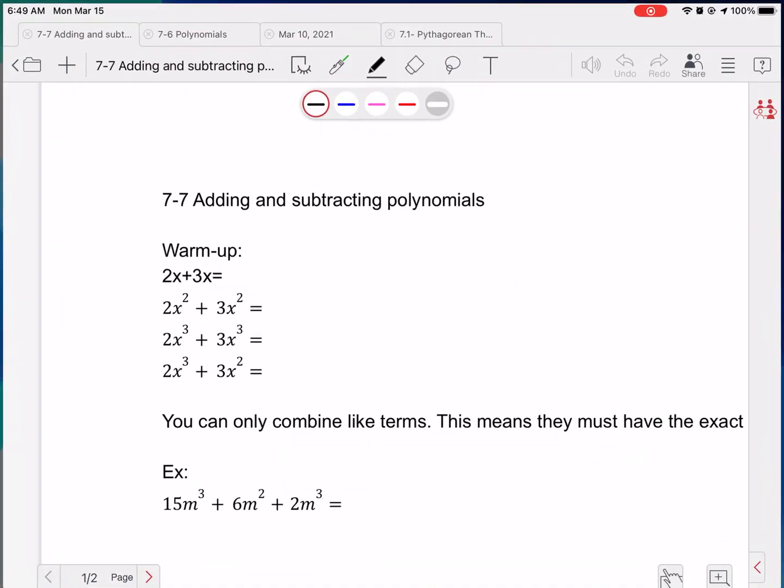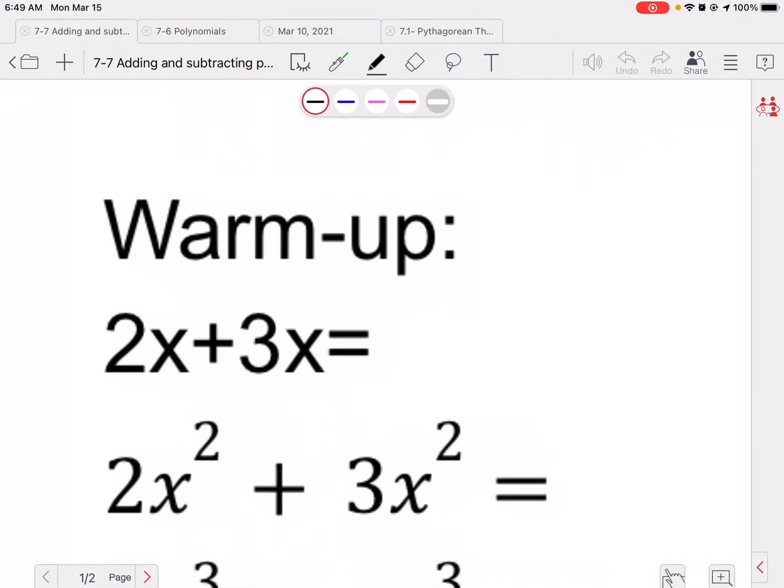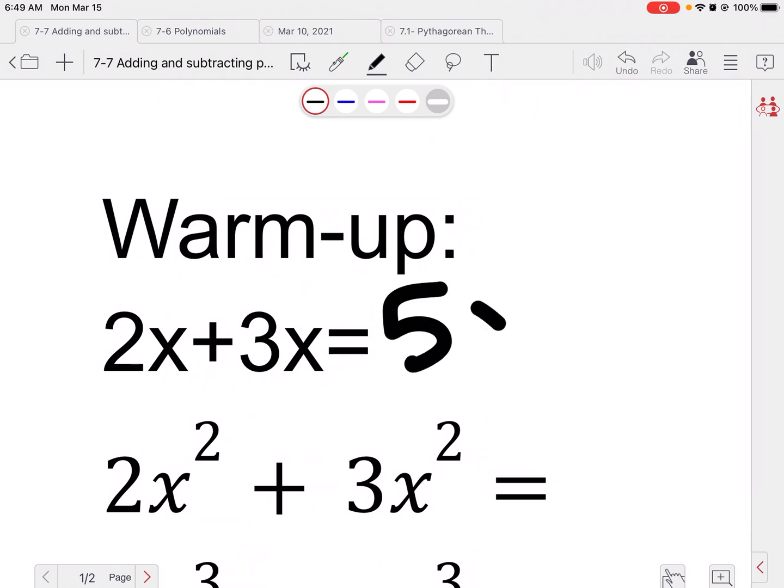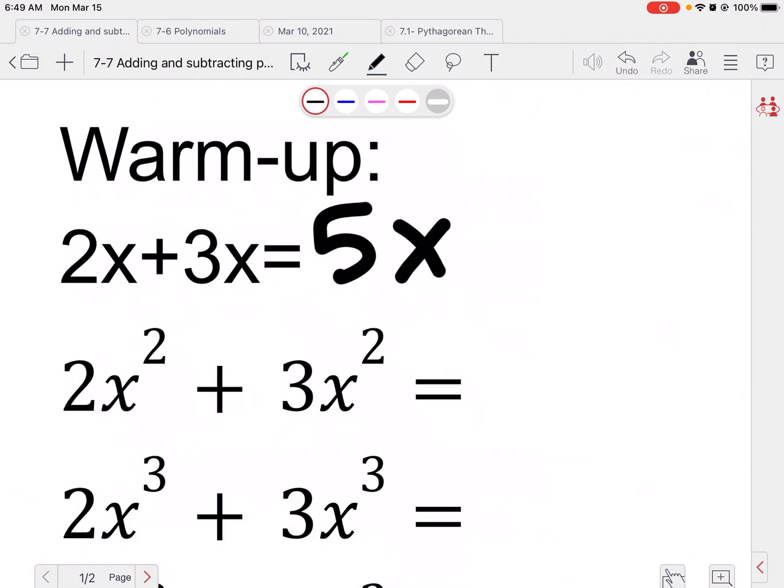Hi guys, welcome back. We're going to continue talking about polynomials, and we are going to add and subtract polynomials today. Okay, so let's just remind ourselves 2x plus 3x is 5x, right? We've done that for a long time now. Okay, now 2x squared plus 3x squared, that would mean there's a total of 5x squared.